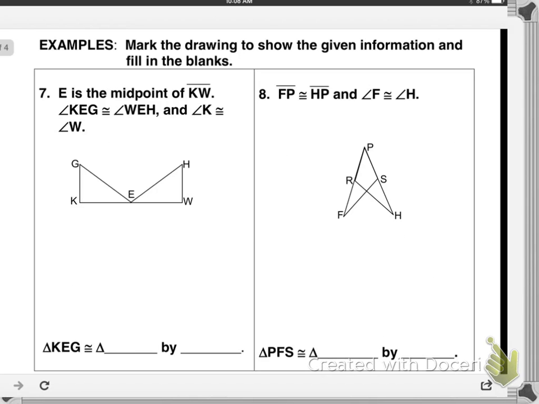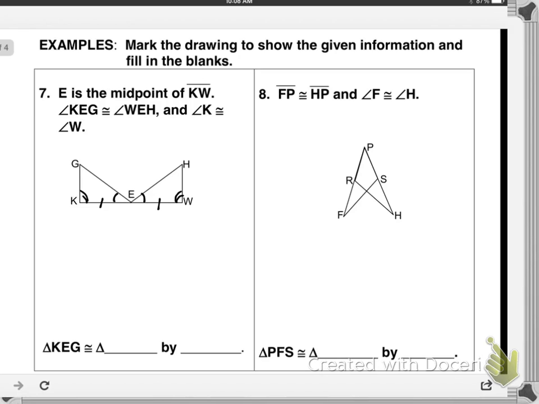And there's one more example, and then we'll end 9-2. Mark the drawings to show the given information and fill in the blanks. So E is the midpoint of KW. Well, that means that this line segment and that side are the same. Angle KEG is congruent to angle WEH. So this angle here is congruent. And angle K is congruent to angle W. So this angle is congruent and this angle is congruent.